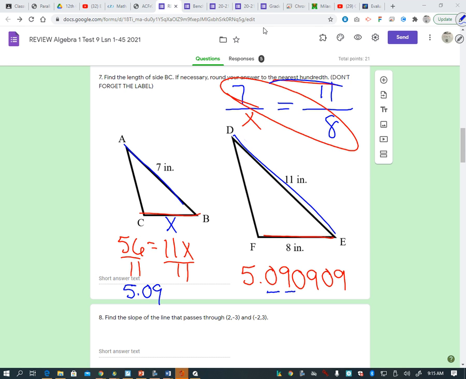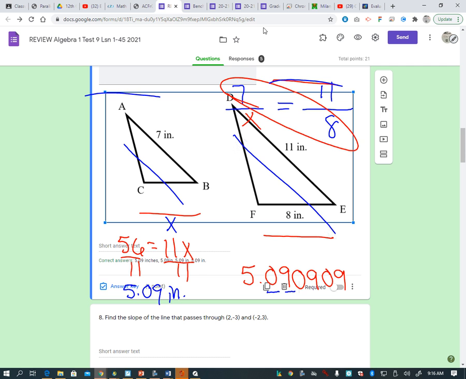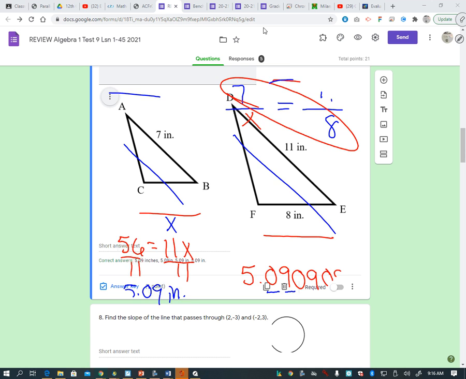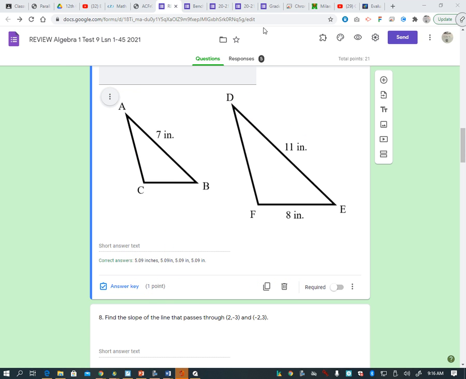Now, another thing it said, don't forget to label. If you don't label, you don't get it right. Inches. 5.09 inches. And you didn't get it? Let's double check the answer here. 5.09 inches. Again, could be a spacing thing. You might have capitalized inches. I don't know. If you wrote it just even the littlest bit different, it's going to count it wrong. I will not count it wrong on the test if you've done everything you're supposed to do.